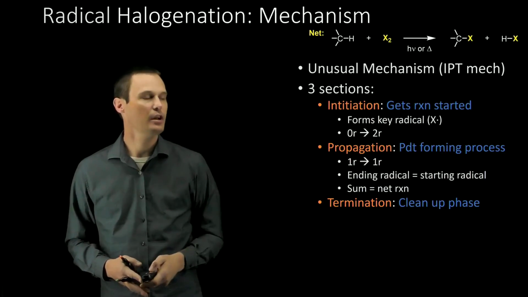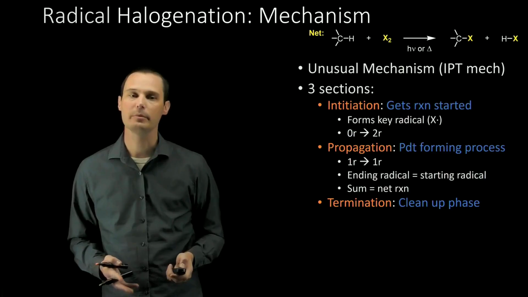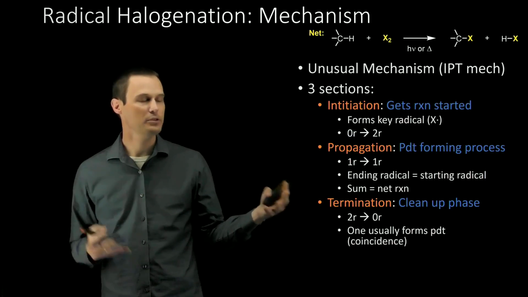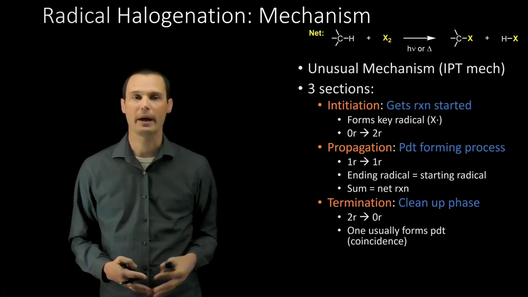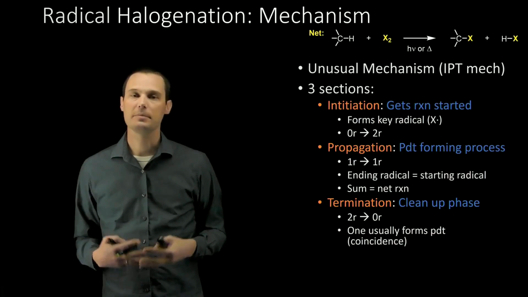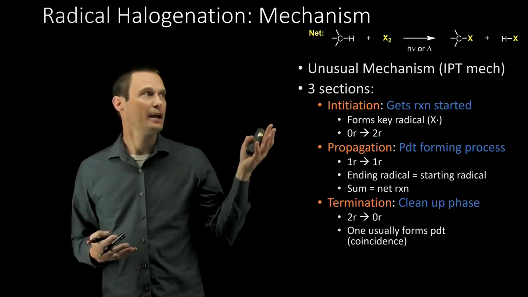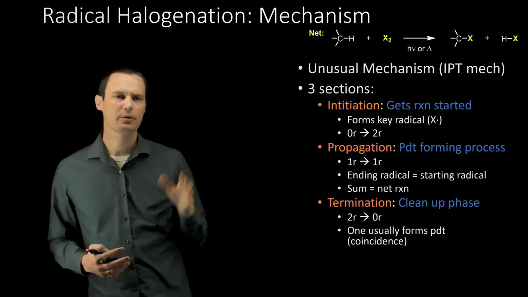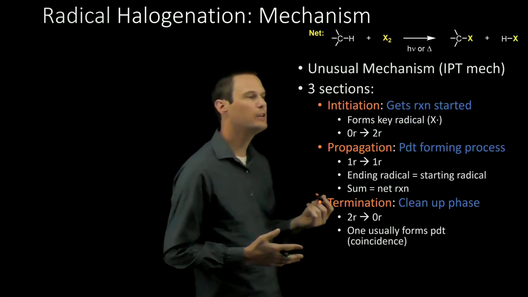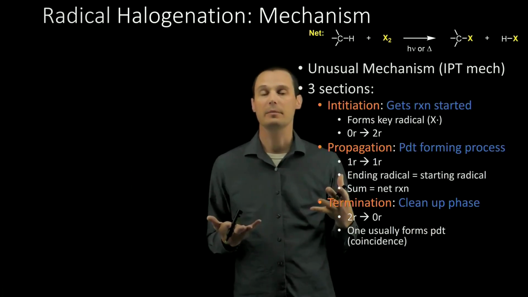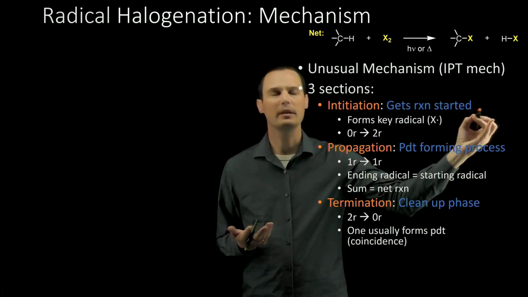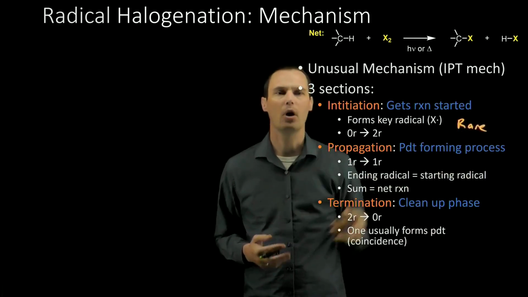The last section of the radical mechanism is the termination. That's the cleanup phase for these reactions. That's where we take 2 radicals and we combine them to form something that has 0 radicals. One of the termination steps usually forms more of the desired product, but that's just a coincidence. When we think about these 3 sections of the radical reaction, some things to keep in mind. The initiation sequence in the radical reaction is a relatively rare event. It doesn't happen all that often.